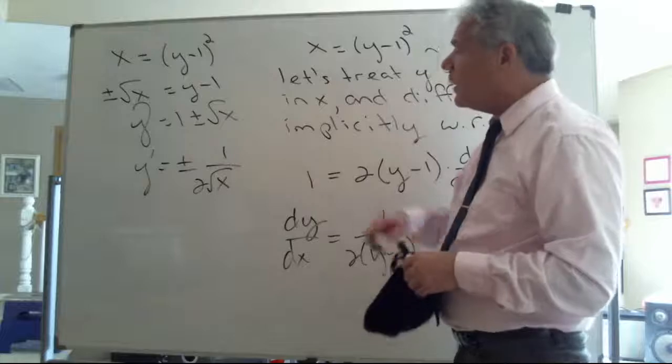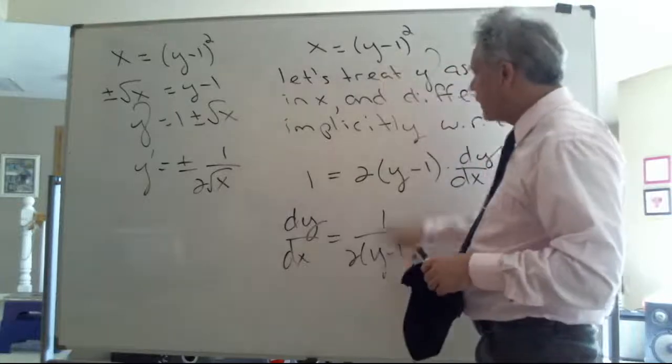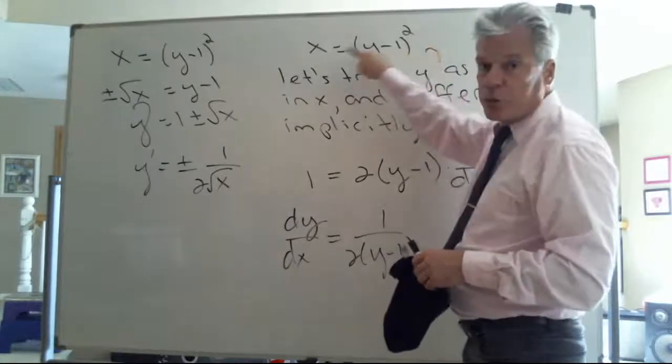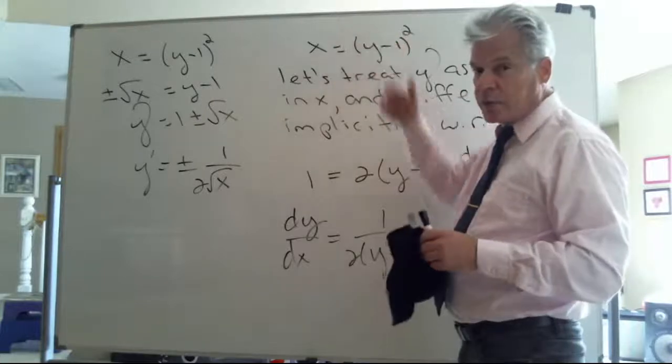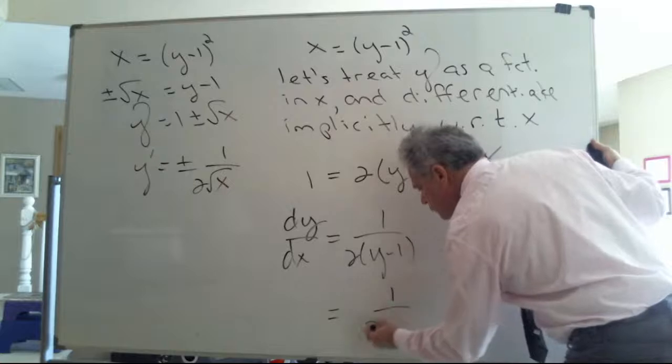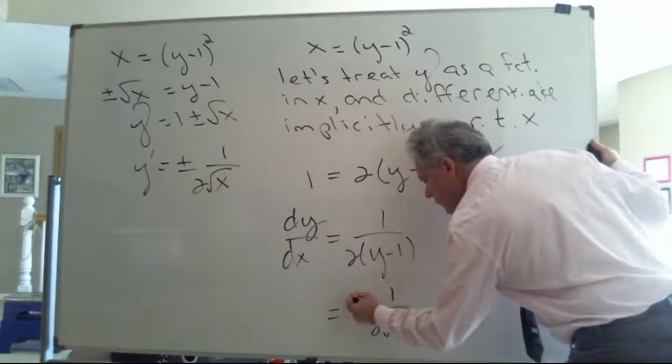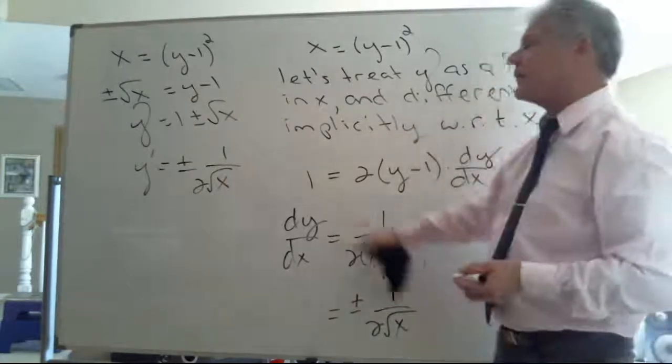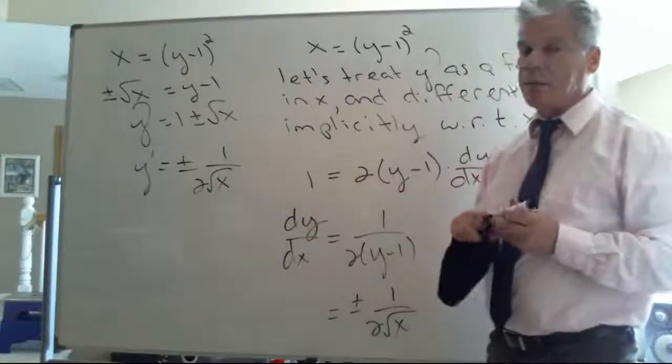Oh, but wait. According to the original relationship, another name for y minus 1, if you take the square root of both sides, is plus or minus root x. So technically speaking, I can rewrite this as 1 over 2 times the square root of x, plus or minus, and of course, as desired, I get exactly the same result I had before.